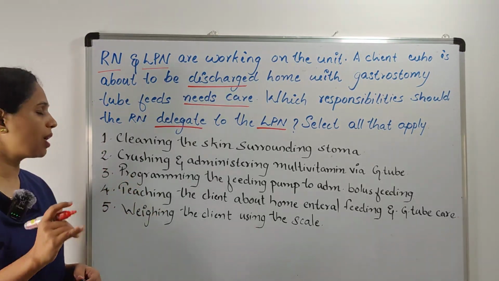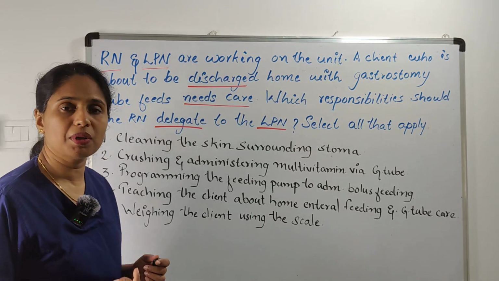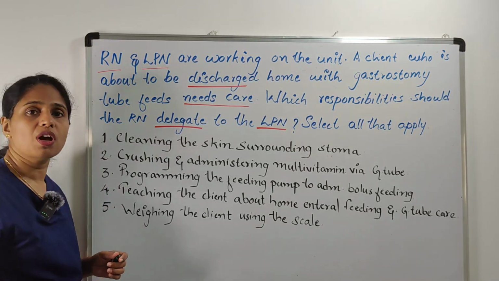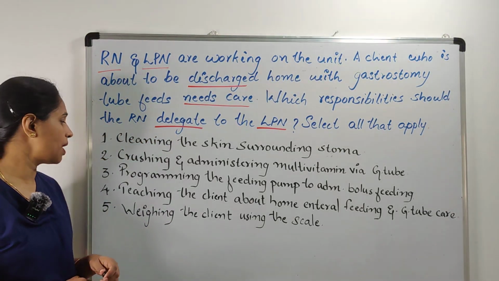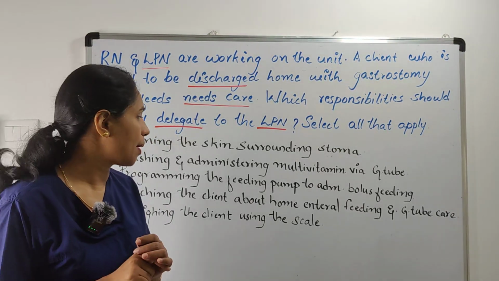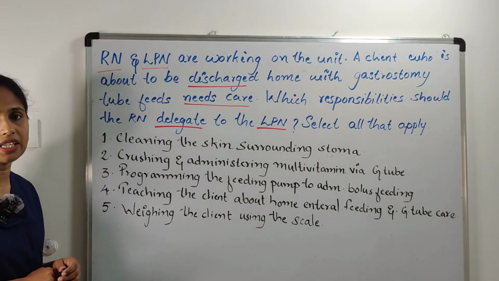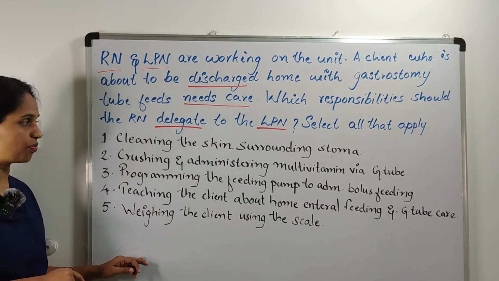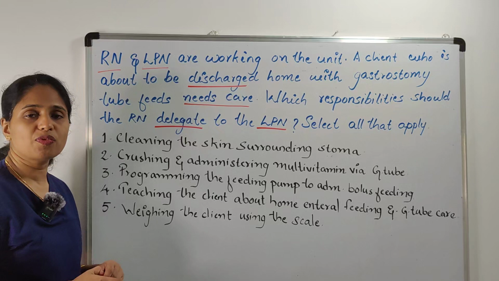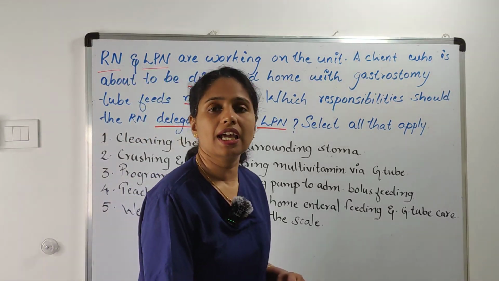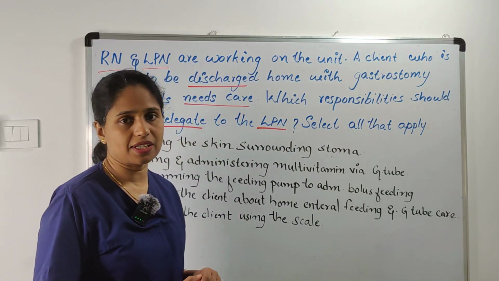Okay. So number 1 is cleaning the stomach. Number 2 is crushing medications and administering the multivitamin tablets through the gastrostomy tube itself. Third is programming the feeding pump. And fourth is teaching the client about home enteral feeding, and fifth is weighing the client. Out of these 5 actions, which one can be delegated to the licensed practical nurse? So you can select the answer.